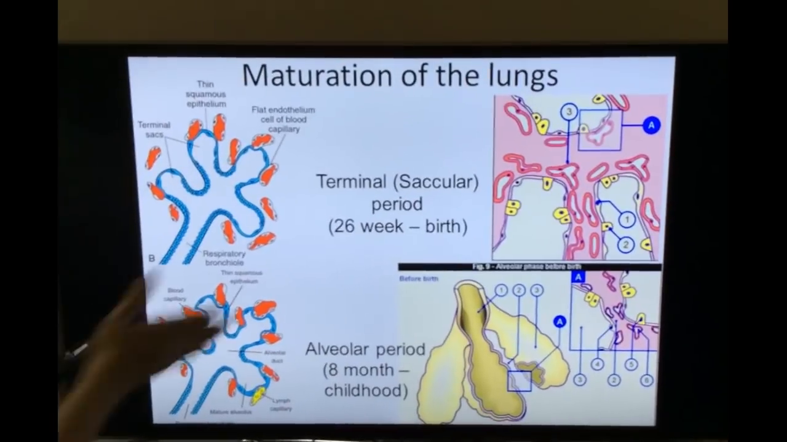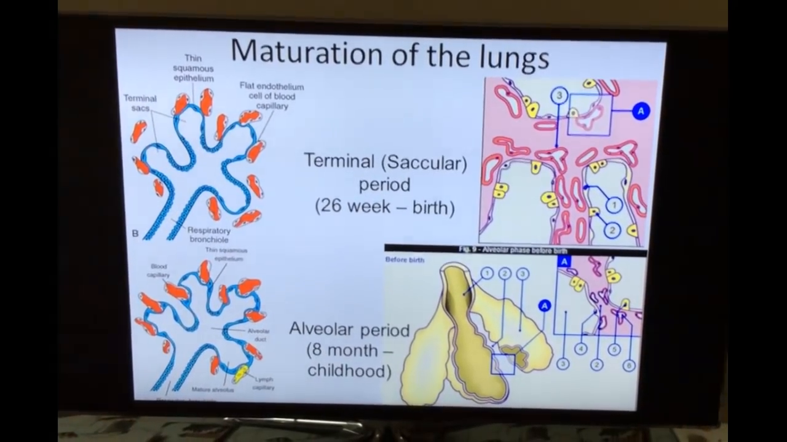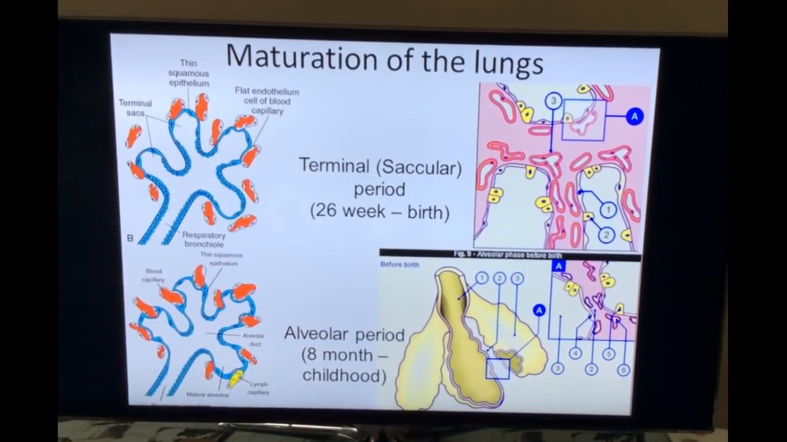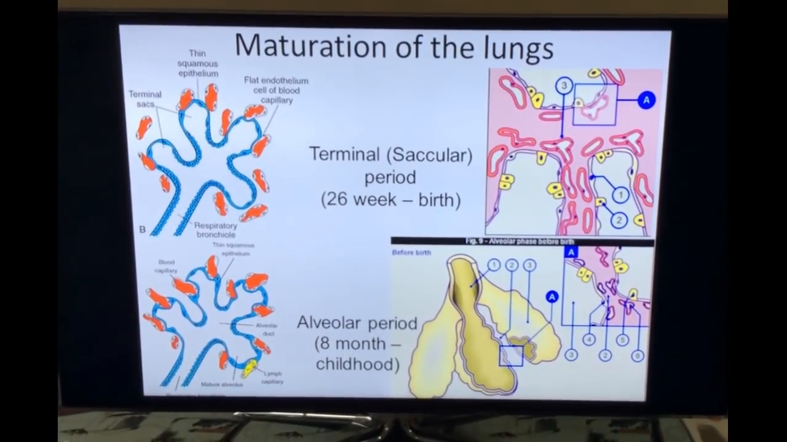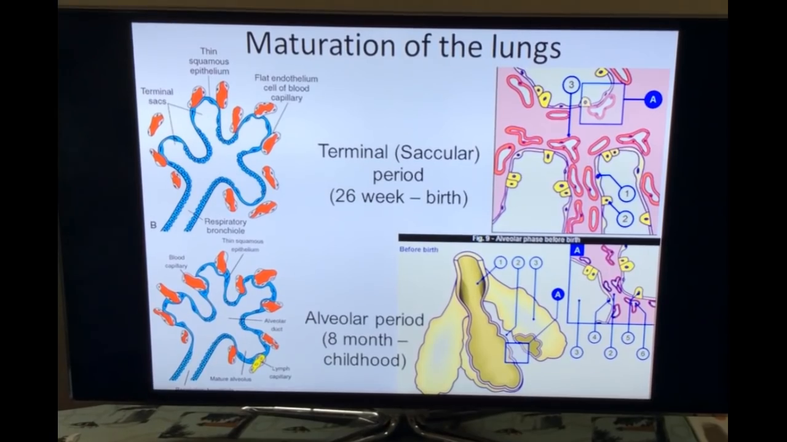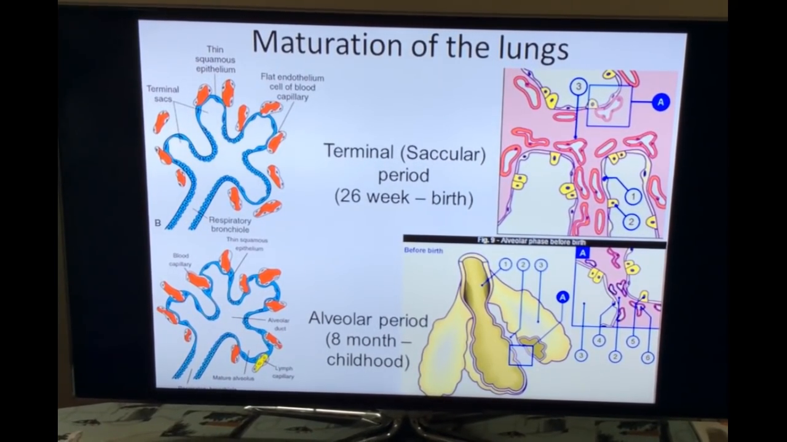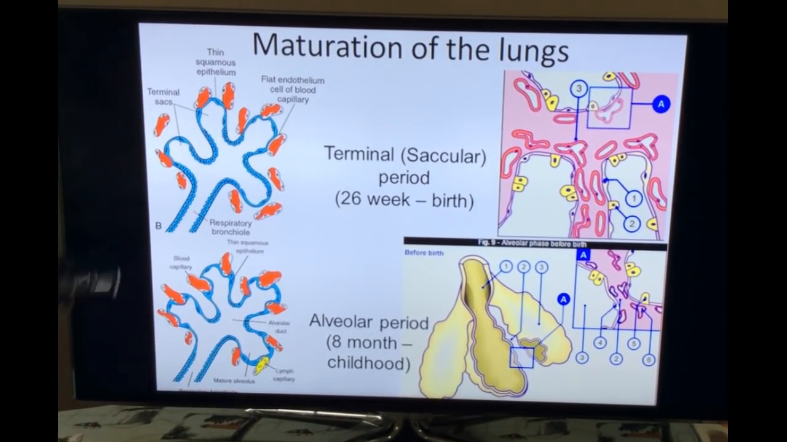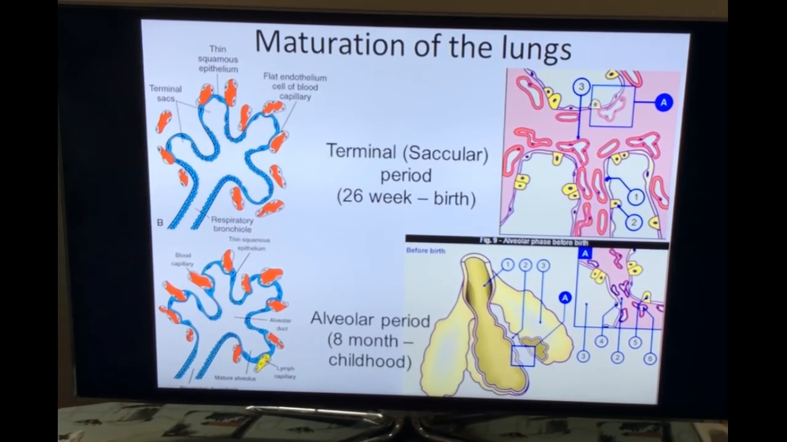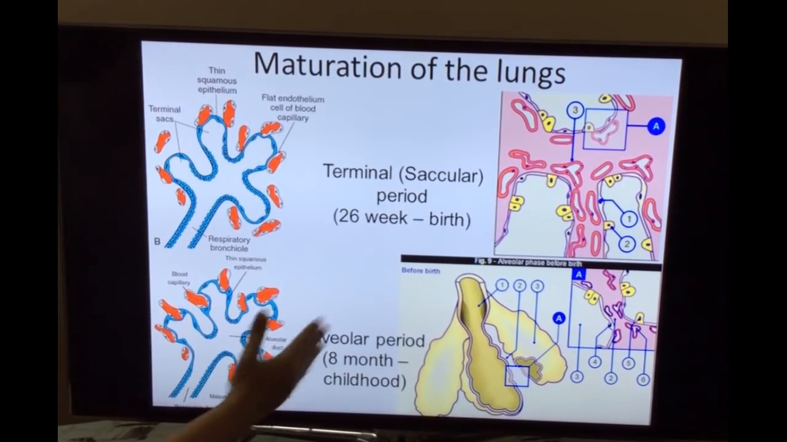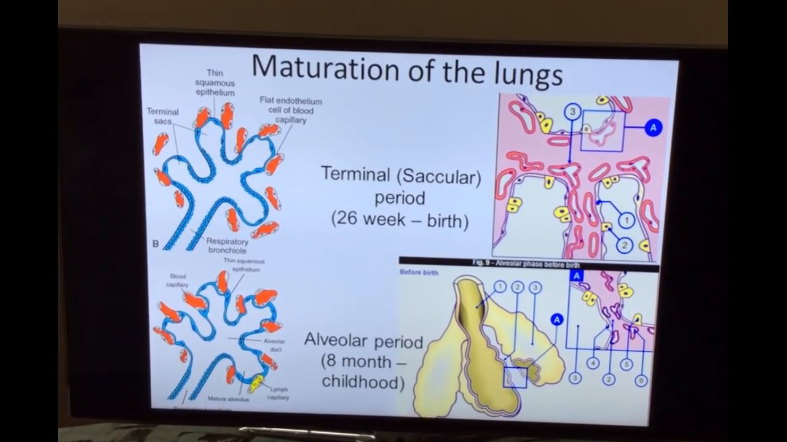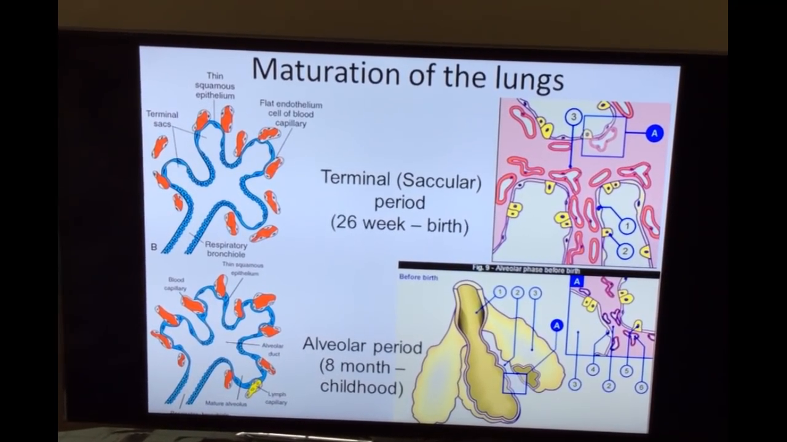Okay, then the next period is the alveolar period, which is from the 8th month and continues after birth, till childhood, where the maturation and branching keep increasing, and even the contact with the capillaries, and there will be more formation of capillaries which goes on after birth also. This is the 4th period of maturation of lungs.